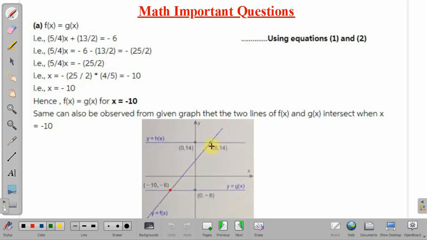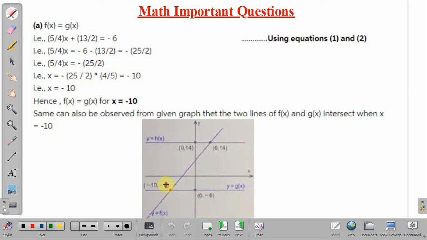This is your f(x) line and this is the g(x) line. We can see that these two lines are intersecting at the point (minus 10, minus 6). Hence we can say that when x equals minus 10, f(x) will be equal to g(x).